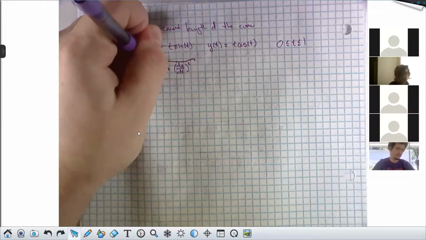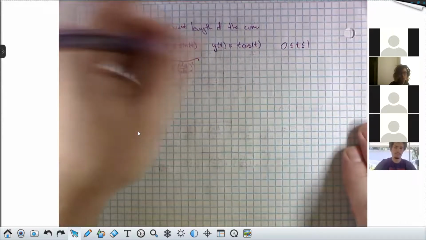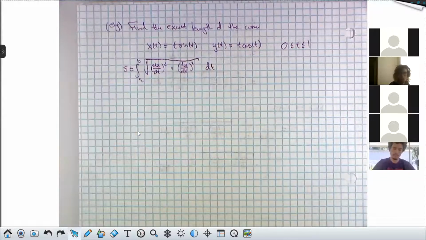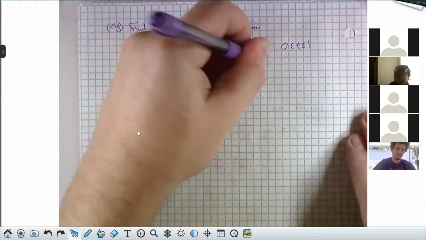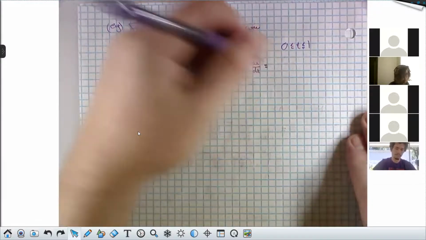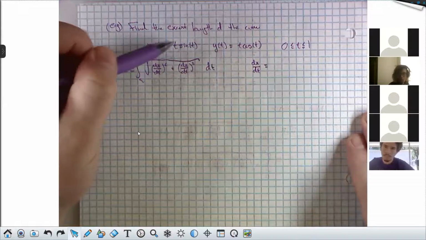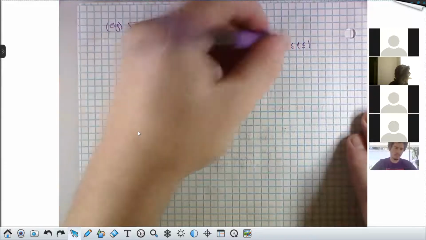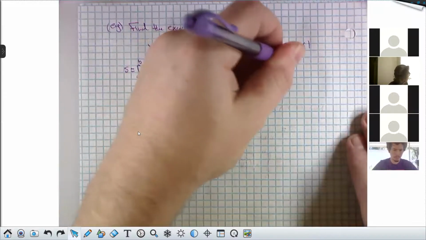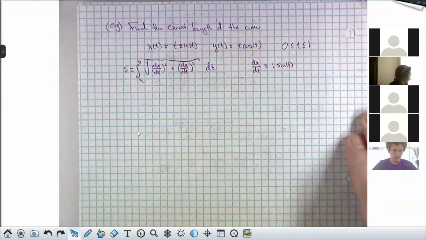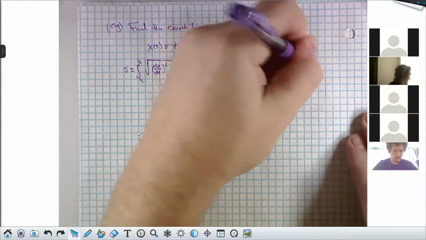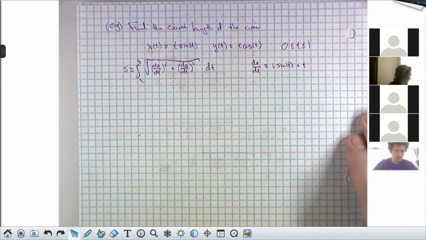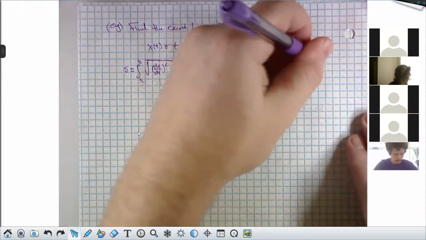My arc length is the integral from a to b of the square root of dx/dt squared plus dy/dt squared, done with respect to t. Here, dx/dt and dy/dt both require the product rule to calculate. So if I want to differentiate this with respect to t, I use my product rule. First, I'll differentiate the t, leave the sine t alone. That'll give me 1 times sine t. And then I add to that what I get when I leave the t alone and differentiate the sine t. So that's going to be t times cos t.